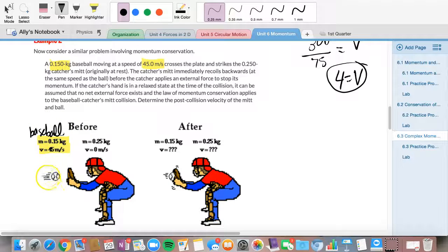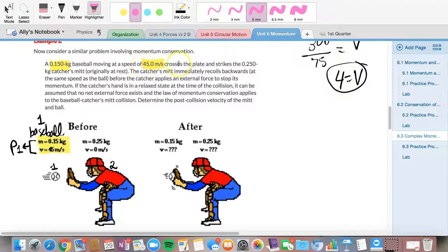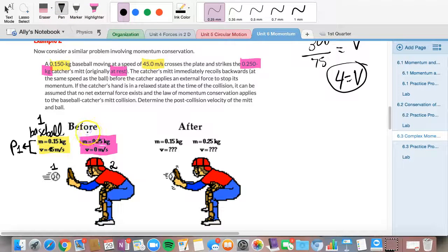Baseball before. This is going to be object 1. The person's going to be object 2. So baseball is object 1. If I wanted to find the momentum of object 1 before, I multiply these two together. Now I'm going to keep reading. I strike a mitt that weighs this much. It's at rest. So I write that down here. Here's the mass of the mitt. Here's the speed of the mitt. This is my mitt. It's object 2. I could multiply these together to get P2 before.